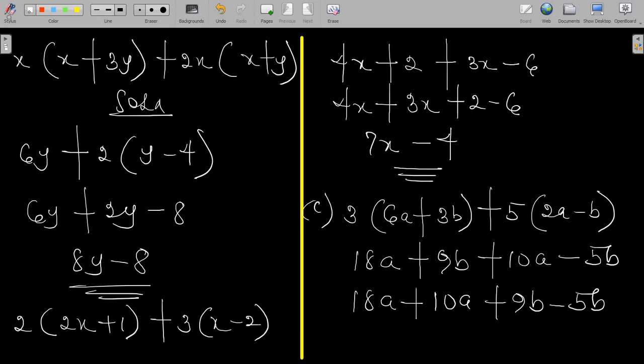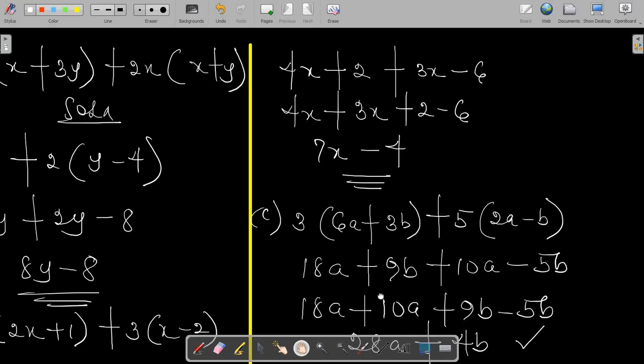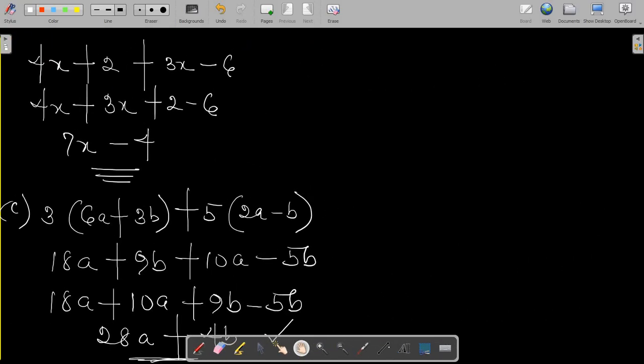So after doing that, what next again? 18a plus 10a, then we are going to have it become 28a. Then this is plus 9b minus 5b. Definitely we are going to have it to be 4b. And that is the answer to that question. Now let's move on to the fourth question for today's class. Let's go. Let me draw my line.